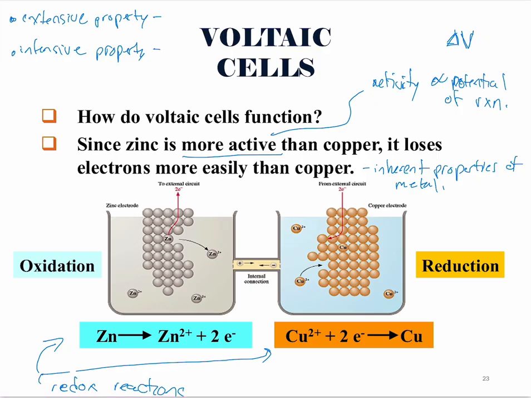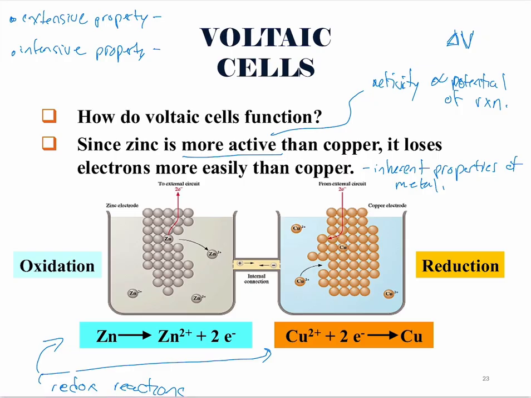And an extensive property of the system just means that this property changes with the system size, right? So this would be something like delta G is an extensive property of the system. If the reaction happens more, the change in Gibbs free energy is larger, right? Because there's a certain Gibbs free energy associated with each reaction. So the more reactions happen, the larger that energy difference is.